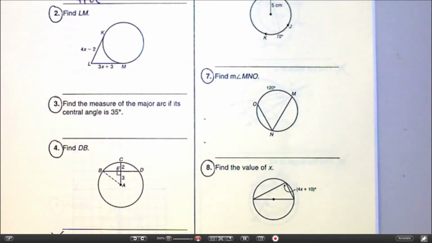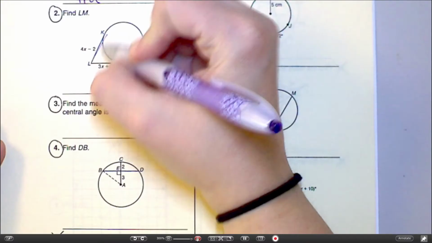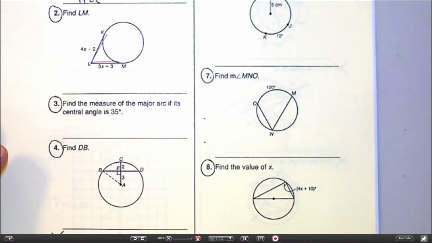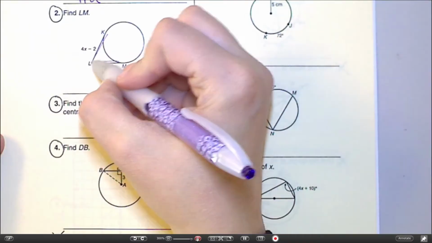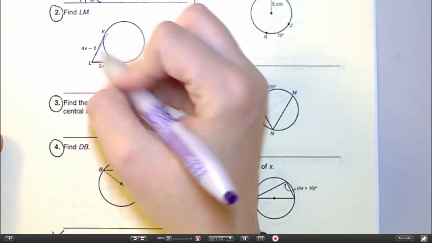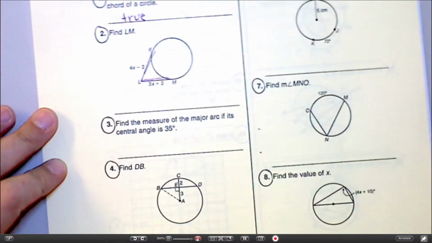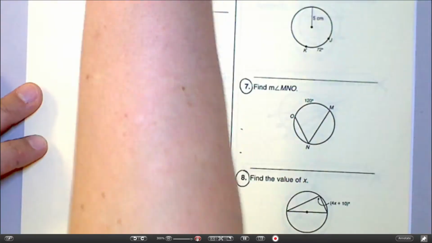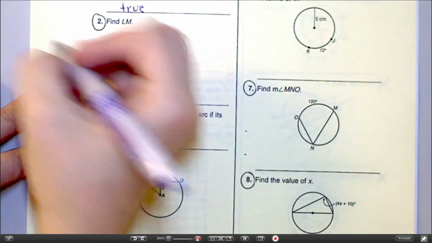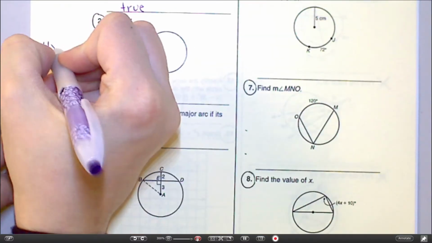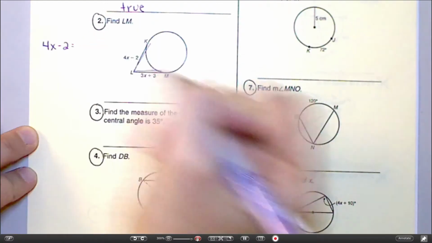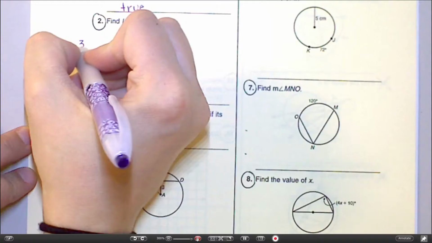Okay, in number 2, what do I know about these two lines? They're equal. They're congruent. When you have two tangents that start from the same point, they're equal. So to find x, I'm going to set these two things equal to each other. I'm going to say 4x minus 2 is equal to 3x plus 3.